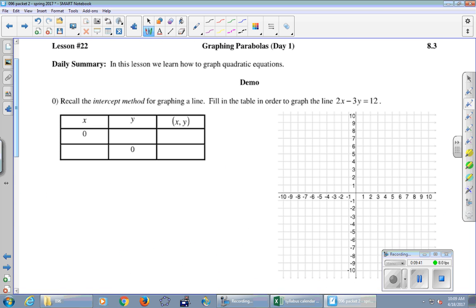Okay, so our daily summary. In this lesson, we learned how to graph quadratic equations. 0, recall the intercept method for graphing a line. Fill in the table in order to graph the line 2x minus 3y equals 12. So this is like a review problem from way back.